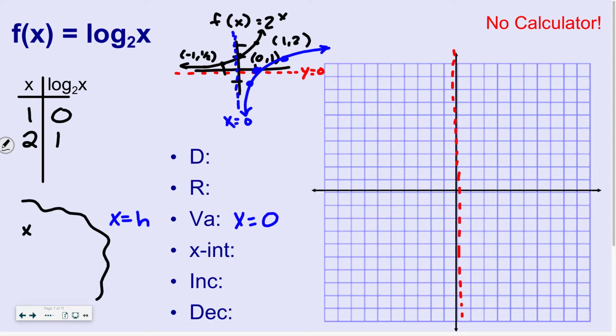Essentially, in my table of values, if this is log base a of x, I'm always going to put in 1 and a, the base, and I'm always going to get out 0 and 1. That's going to be easy for me. And I can plot these 2 points, 1, 0, and 2, 1.